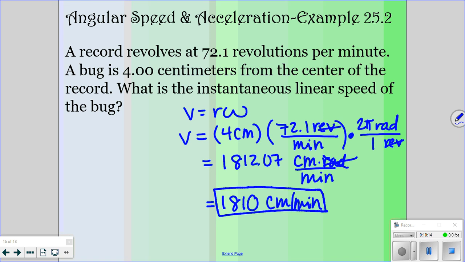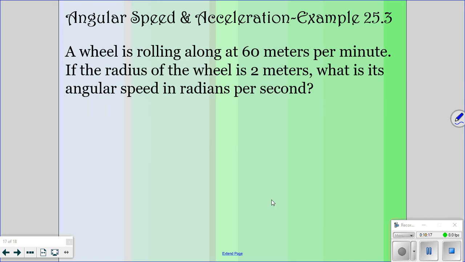We're going to do another one. This time it asks for the angular speed, and it wants it in radians per second. So we're going to start with our formula. V equals R omega, and it says the wheel is rolling along at 60 meters per minute. So if you could say that a car is speeding along the road, or you are running, or an animal's rate of speed, that's going to be a linear velocity. That's going to be your V. So meters per minute, that's what we could say for velocity.